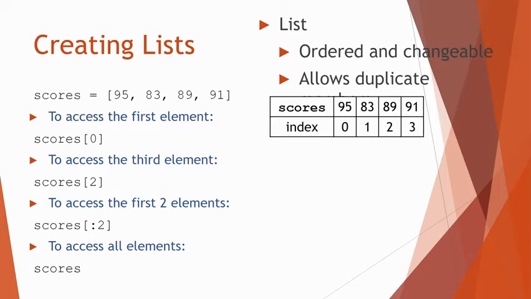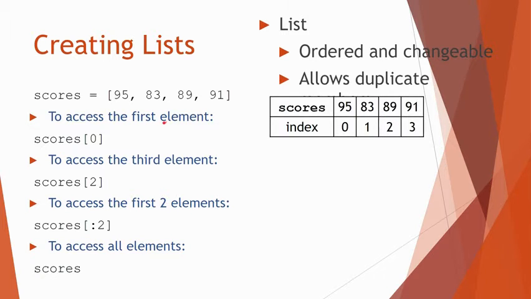To access elements in a list, elements are indexed. Index counting starts at 0. Think of the lesson on slicing. We start with 0. So the element in scores at the 0 index position is 95. The element at the first index position is 83. Index 2 is 89. Index 3 is 91.